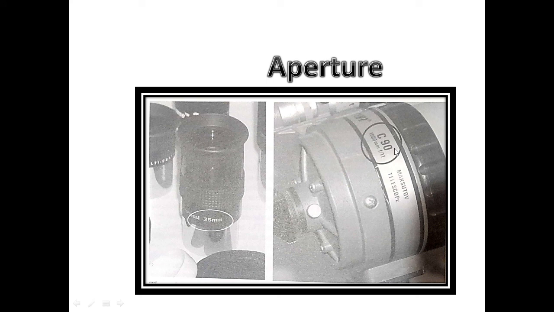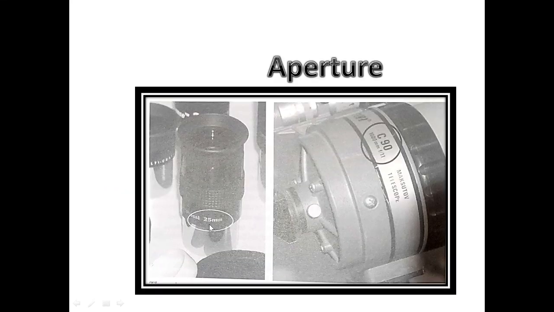Using the 25 millimeter eyepiece in this telescope would give you a magnification of 40x, which is good enough because you have to divide 1000 by 25. That is the magnification power.